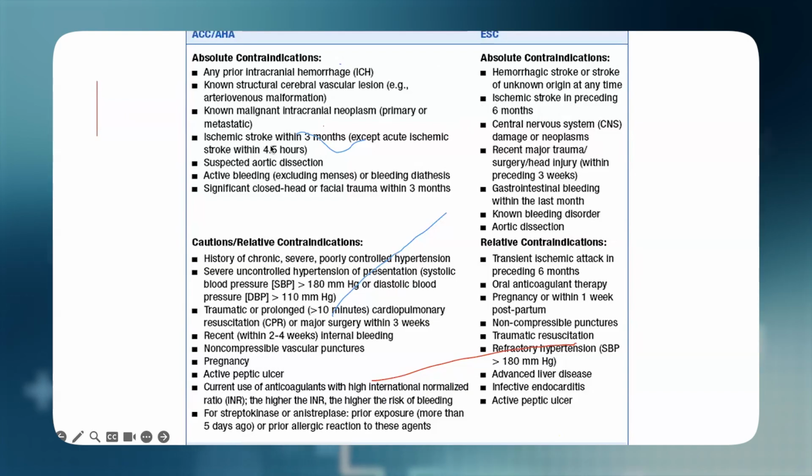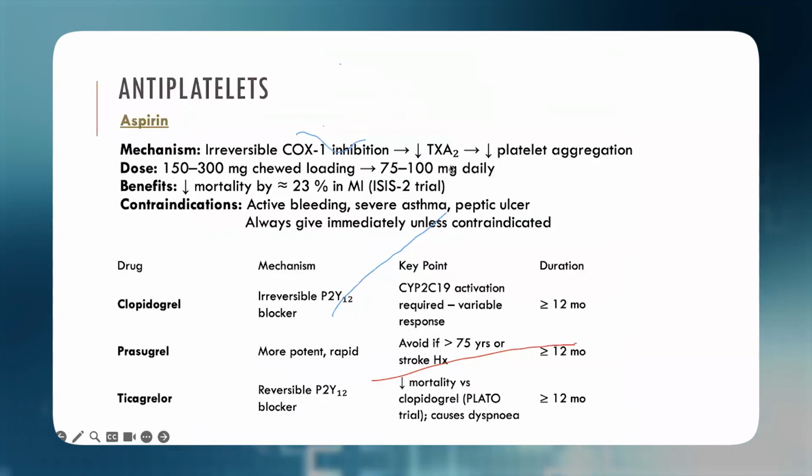This is important: ischemic stroke within 3 months, except acute ischemic stroke within 4.5 hours. A patient comes with acute ischemic stroke and AMI within 4.5 hours. What is the thrombolytic agent you will use? I'll be happy if somebody knows the exact agent that is advised. We'll move on to the next slide. If anybody remembers, please write it down.